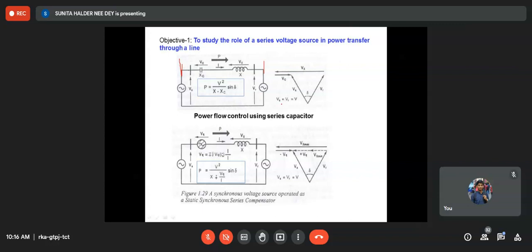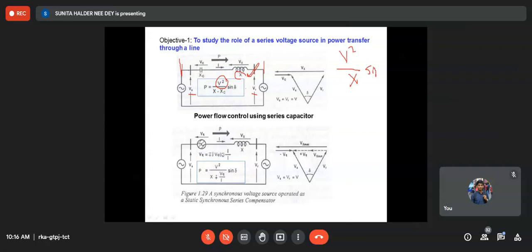Actually this is a generalized representation, because power may flow from the sending end to the receiving end as well as from the receiving end to the sending end, depending on the magnitude of voltage and the angle difference between them. Anyway, then in the line there is line reactance. Then the power transfer is V1 V2 by X sine delta. Here it is assumed that VR and VS are both equal to V. So that's why the numerator becomes V square, right?